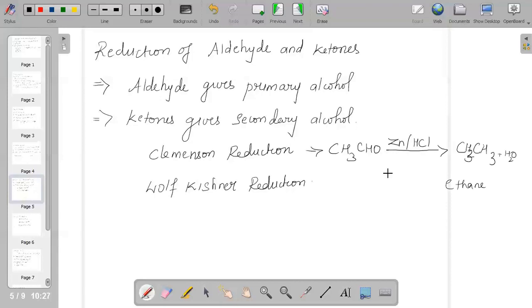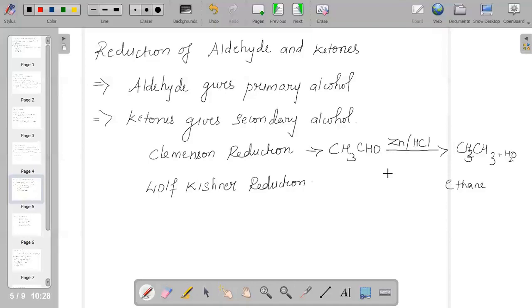And do focus on the naming reactions in 3 chapters of your NEET syllabus, that is alcohol, phenol and ether; aldehyde, ketone and carboxylic acid; and amines. That is very important to focus on.